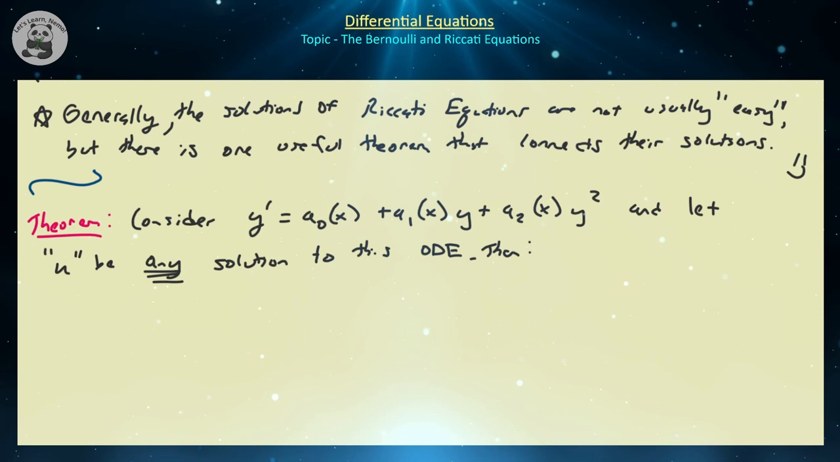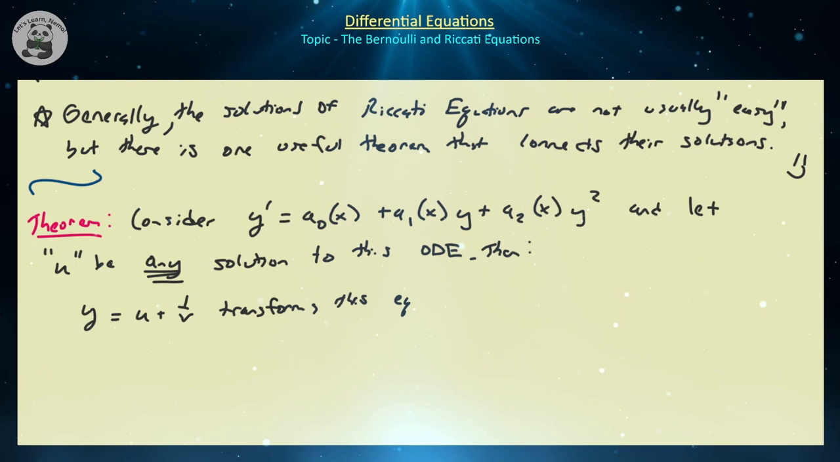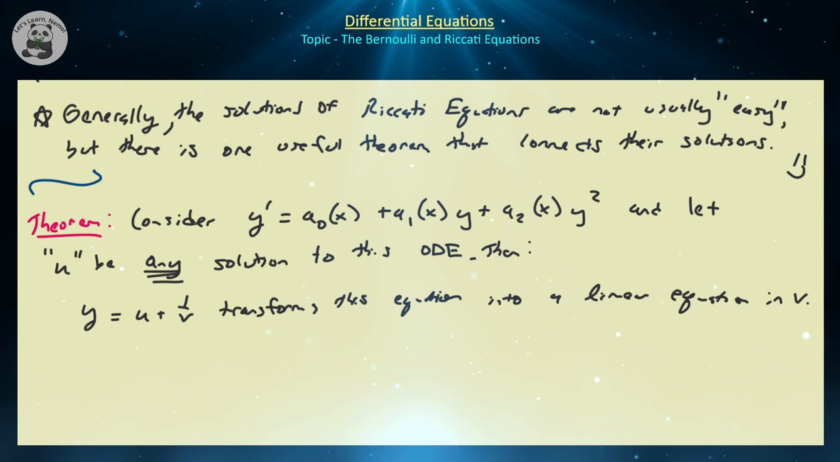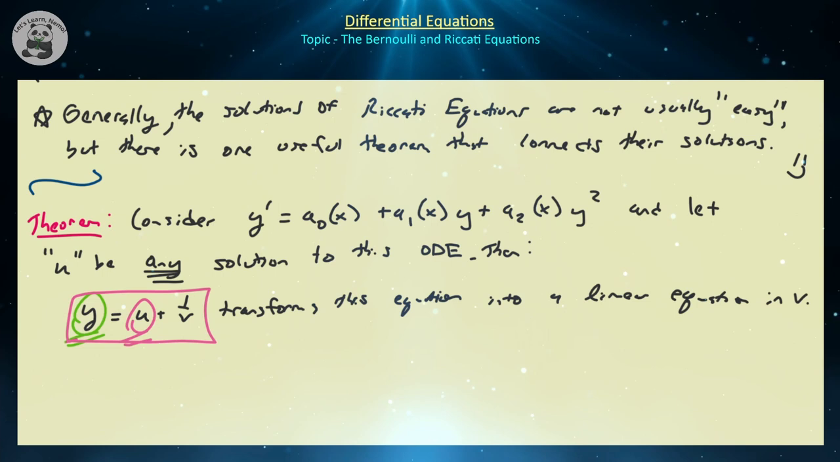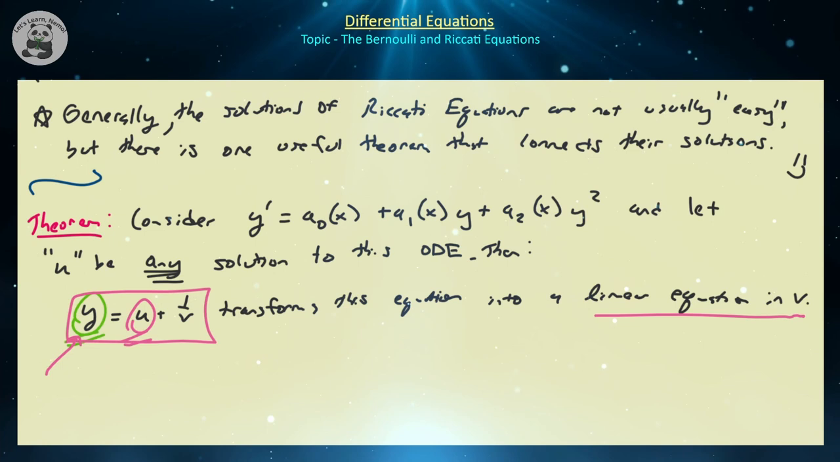Then y equals u plus 1 over v will transform this equation into a linear equation in v. Right? So y is going to represent the solution or a bigger solution to the original differential equation. So if we happen to know this particular solution u, and we use this substitution y is equal to u plus 1 over v, it's going to turn it into a linear equation in v, which we already know how to solve. And then you're going to have a better solution to the Riccati equation that is a linear combination of both the first solution that you knew and the solution to this linear equation v that you get from this particular theorem. So that is, the solutions u and v are related via this particular weird linear combination.